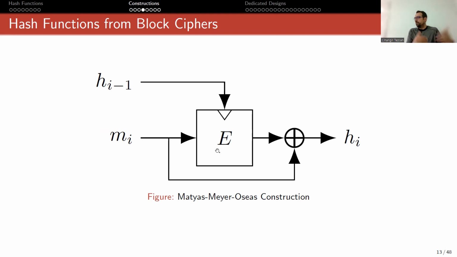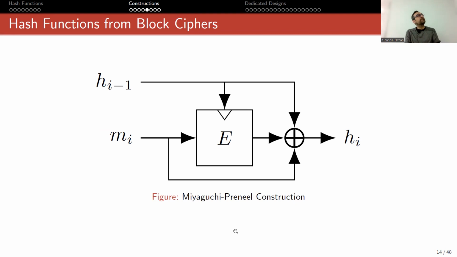So same idea, just places are changed. Also, if you take this and also put an XOR here, it is believed that it provides more security. And this is called Miyaguchi-Preneel construction. So you turn a block cipher into a hash function, and these three are somewhat popular.